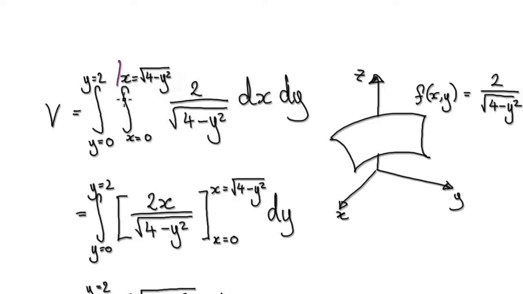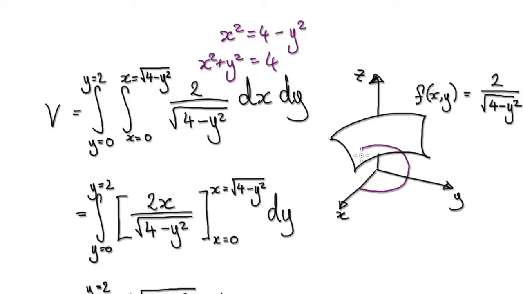Well, let's look at this bit here. Square both sides, so that will then give you this. And then from here, you should recognize it's a circle: x squared plus y squared equals 4. So the circle is of radius 2. So in the domain, picture this in your mind. It has a circle of radius 2.